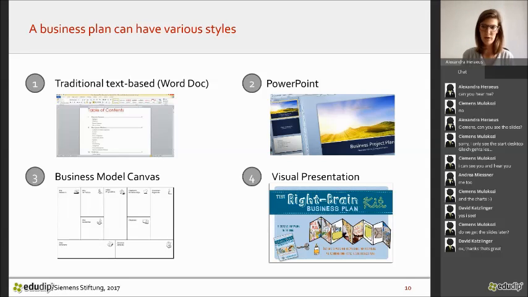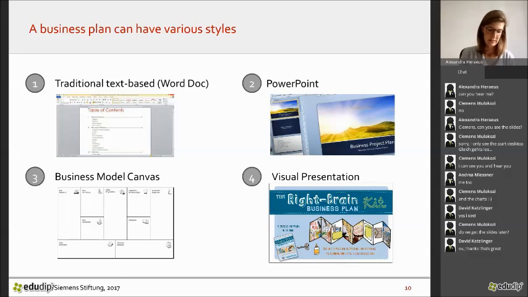Number 1 and 2 are the more traditional ones, I would say. The first is the traditional text-based one, so basically a Word document or a PDF in the end. It's very straightforward, very organized, as you've probably seen in many documents of ideas.